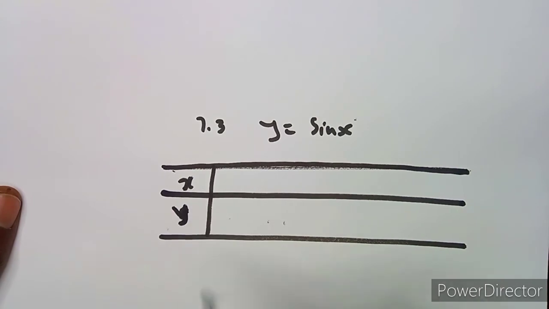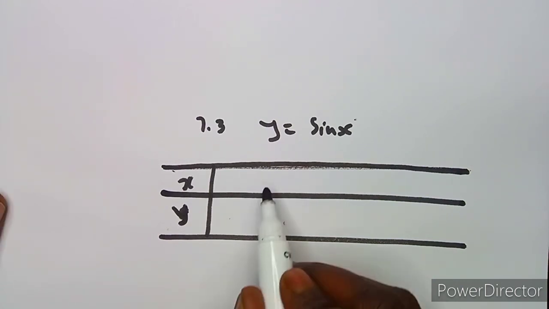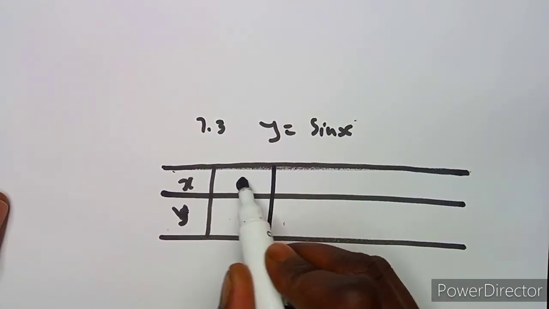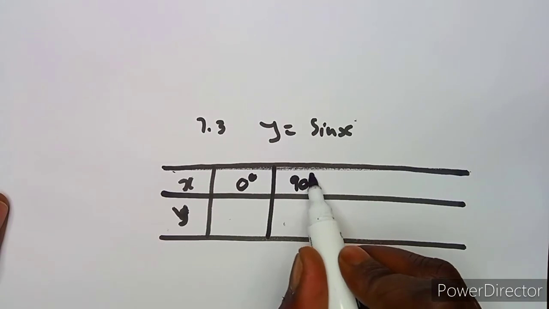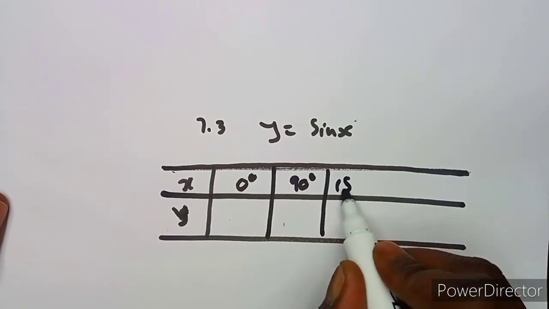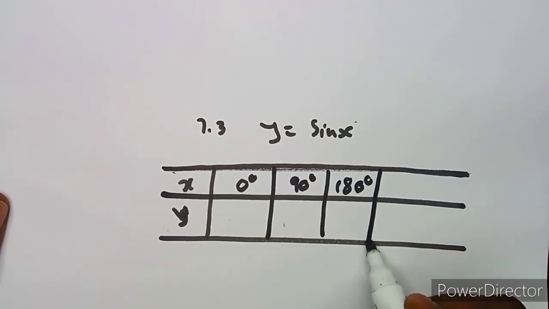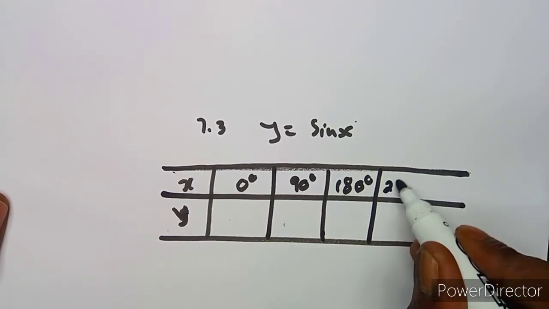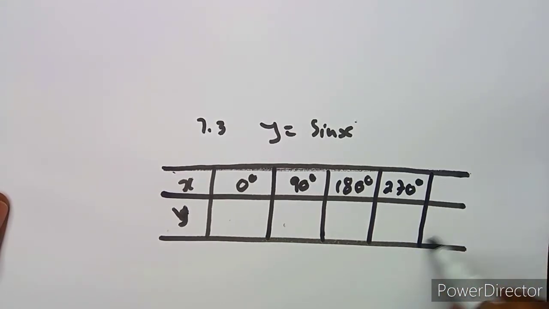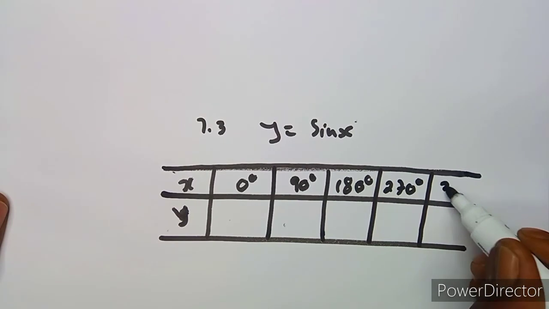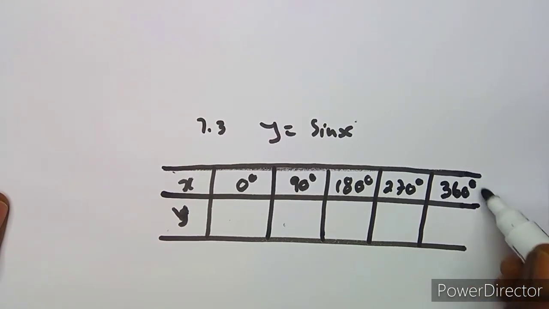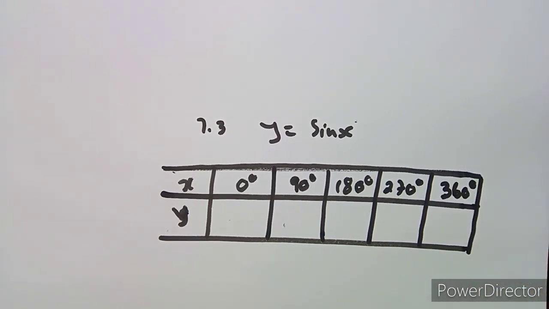So this is my x and this is my y. All right, so I'm going to space this by 90, 90, 90 up to 360. So that's going to be 0 degrees, 90 degrees, 180 degrees, plus 90 is 270, 270 plus 90 is actually 360 degrees. Actually, this is going to be easier for me because I'm just going to use my calculator to simplify.